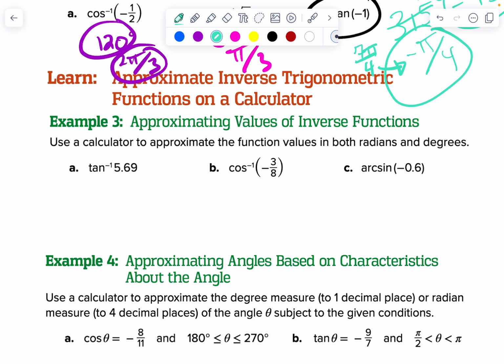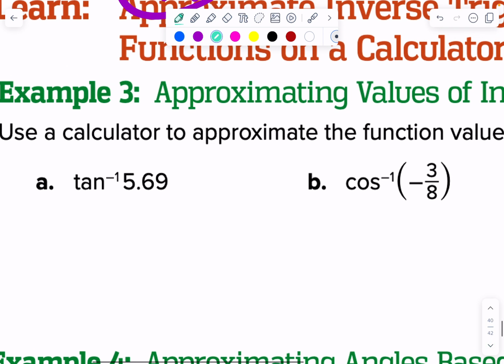Use a calculator to approximate the value in radians and degrees. You know how to do this already. You're just going to go second tangent and we're going to do radians and then we're going to do degrees. Okay. So inverse tangent of 5.69. Let's see if I can figure out how to do this. I got 1.3.